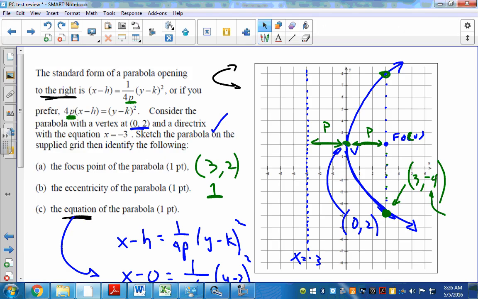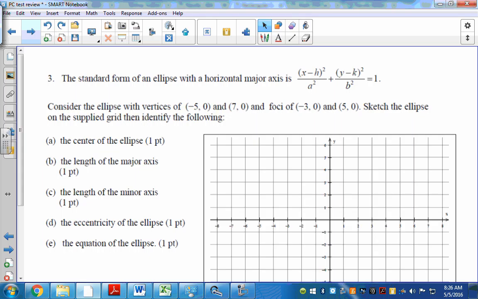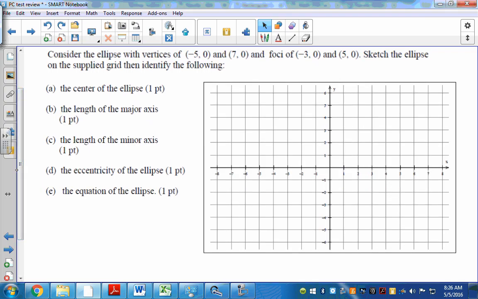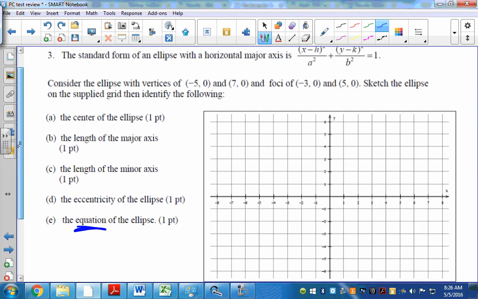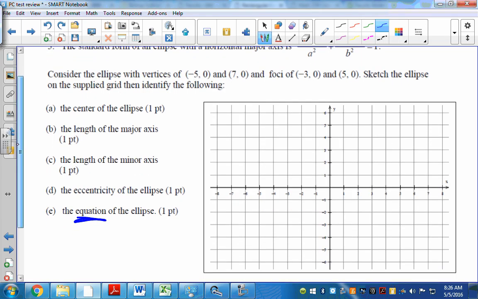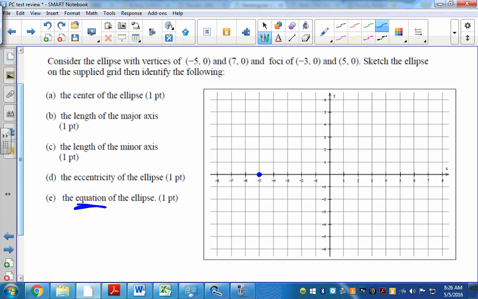Okay, question number 3. Number 3 is an ellipse, and our task is to find all of this stuff, the last thing being the equation of the ellipse. We're not given the center, nor the length of the axis, nor the eccentricity. Those are things we're supposed to find. We are, however, given the 2 vertices, -5, 0, and 7, 0. And the 2 focus points were also given as -3, 0, I'll do green for focus, and 5, 0. So these are our 2 focus points.